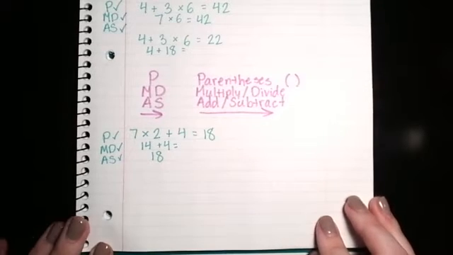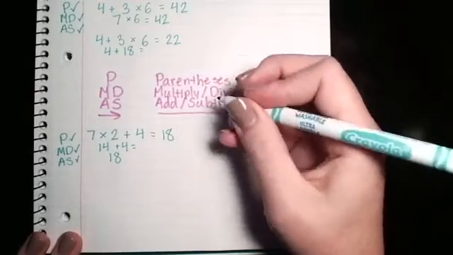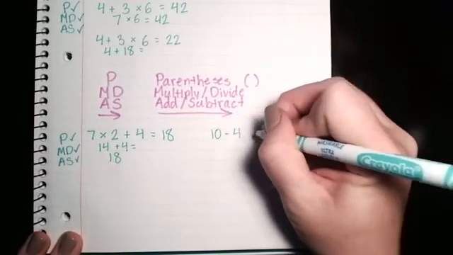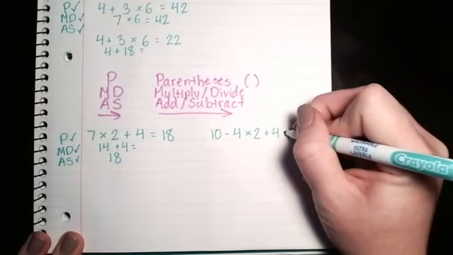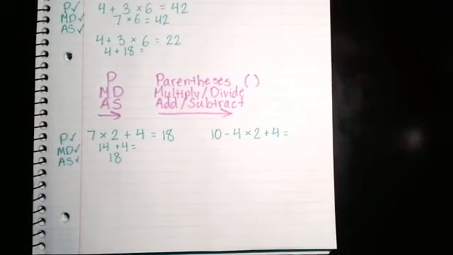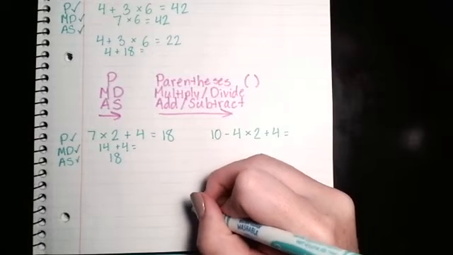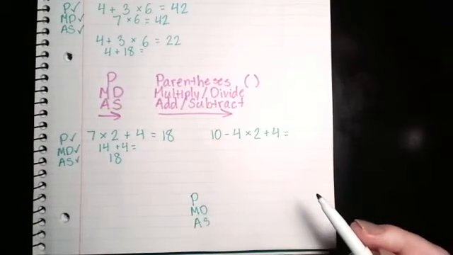Okay, let's try another one. This one's going to be a little bit more complicated. Let's do 10 minus 4 times 2 plus 4. Okay, so 10 minus 4 times 2 plus 4. Okay, here, I'm going to put PEMDAS down here. Doesn't matter where you put it, as long as you know what problem you're going with. You can check it off as you go.